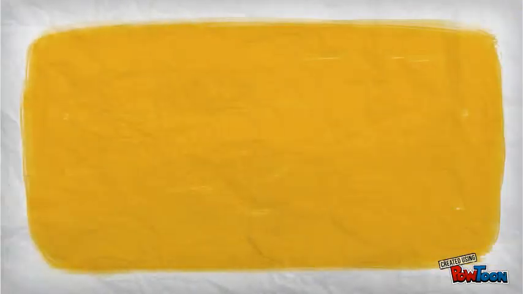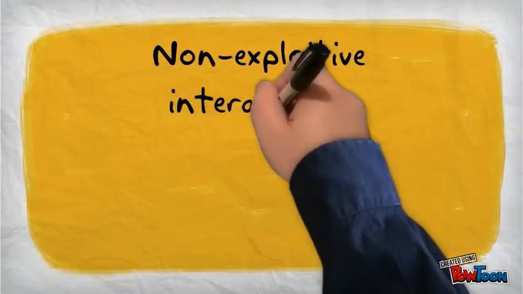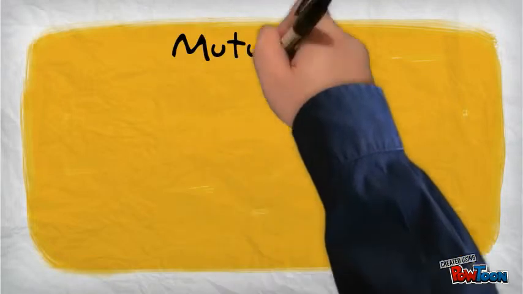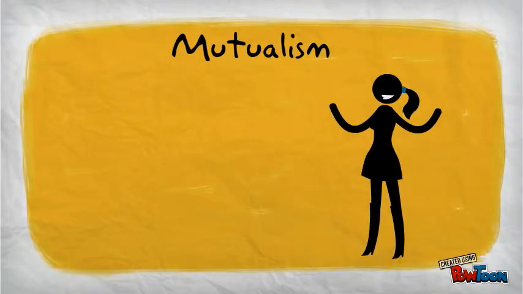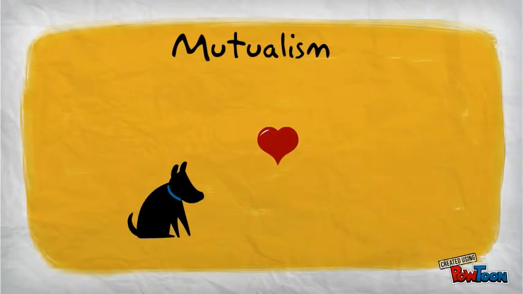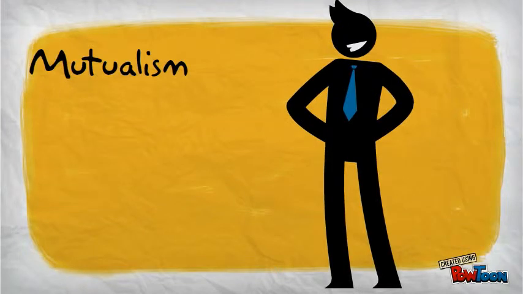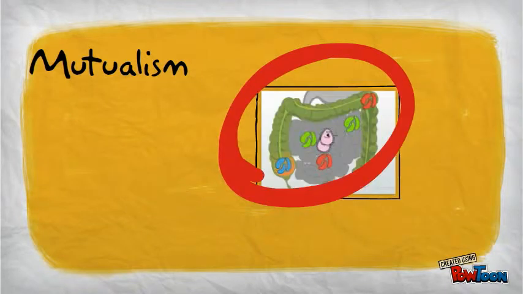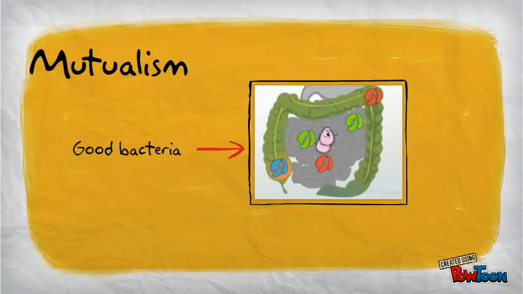Non-exploitative interactions are not harmful to the parties involved. Mutualism is a true partnership between species. In the relationship, both parties benefit from each other. We have a symbiotic mutualistic relationship with species of bacteria in our digestive tract. We provide a place for that bacteria to live, and they in turn help us to digest our food.